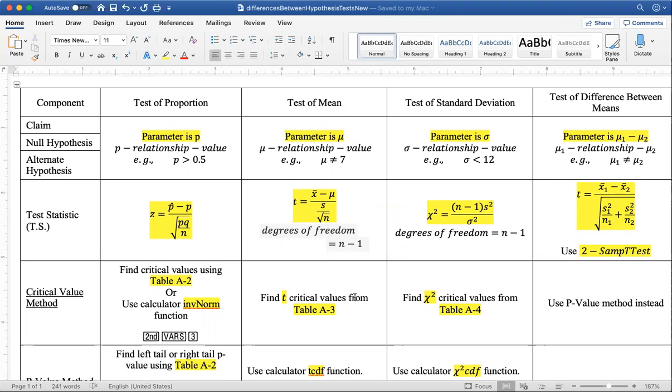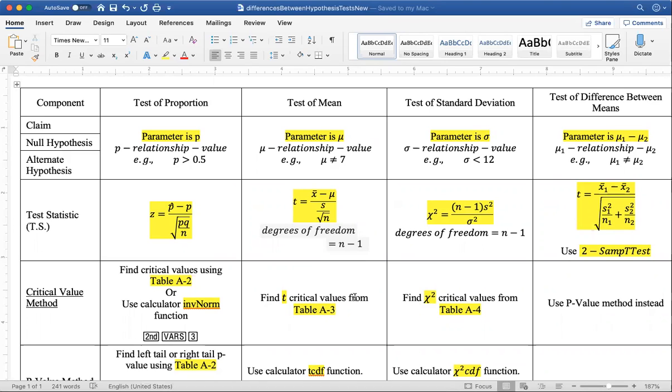The first step is where we are identifying the claim, creating the null hypothesis and the alternate hypothesis, and I include in that step 1 identifying what the significance level alpha is. This is the same in all 4 of these tests: test of proportion, test of mean, test of standard deviation, test of difference between means. How we determine the null and alternate hypotheses, the relationships in those hypotheses, is exactly the same in all 4 of the hypothesis tests.